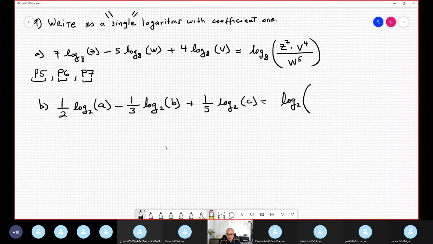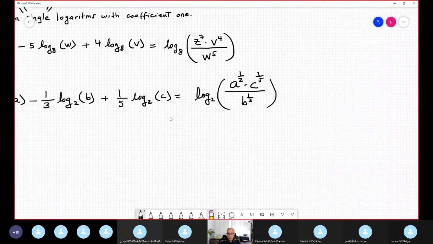I open big parentheses. Inside the parentheses, you put in the top the positive guy, which is 8 raised to the 1/2 times C raised to the 1/5 exponent, and B raised to the 1/3 exponent. That's it. You can leave it like that. This is just cosmetic part.